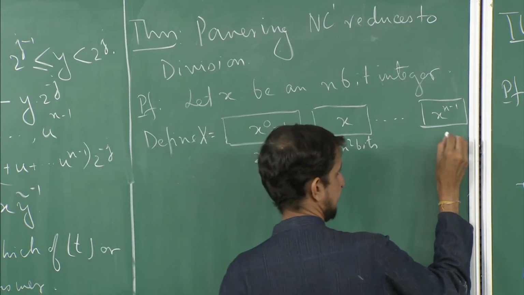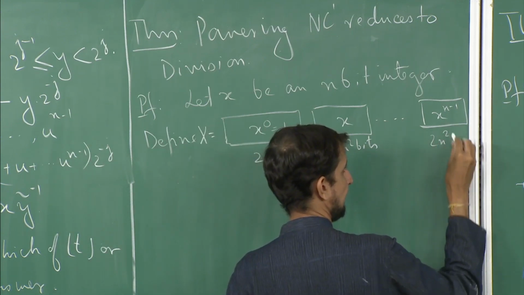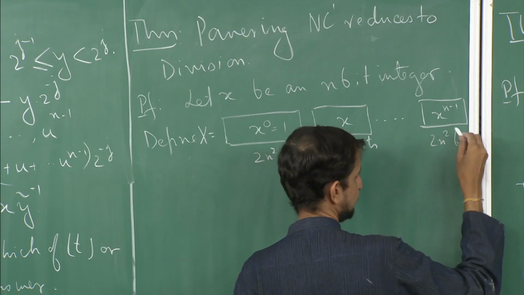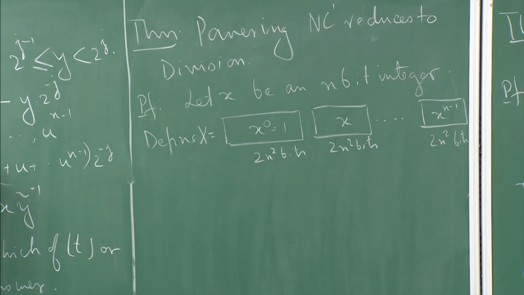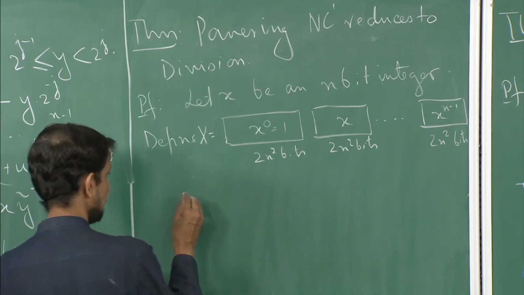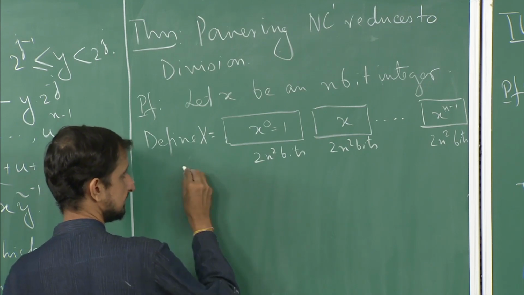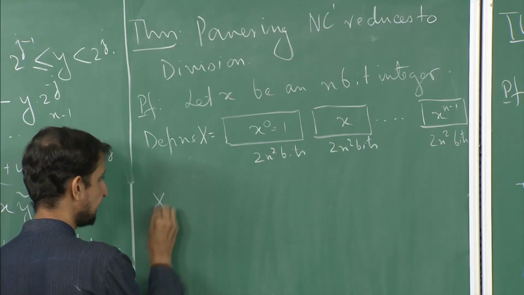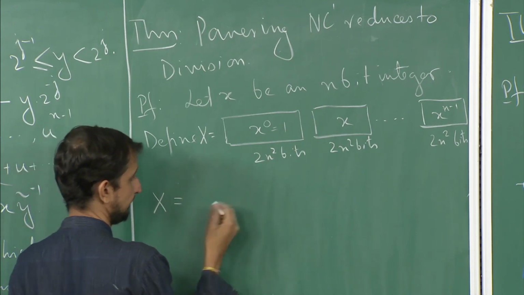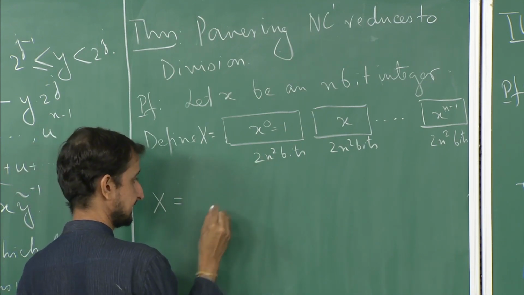So, I said at the beginning that any power of x up to x to the power n is at most n square bits, but I will add some extra zeros. So, basically x is this string which is the concatenation of all these strings. Now, I can actually write x in terms of these xi's.